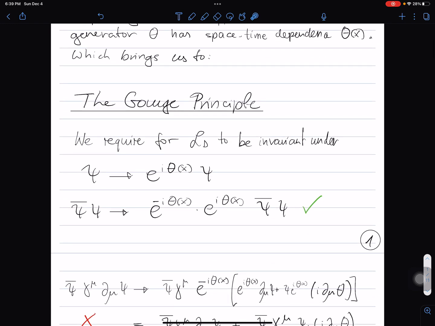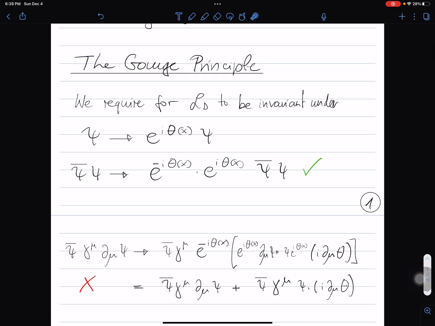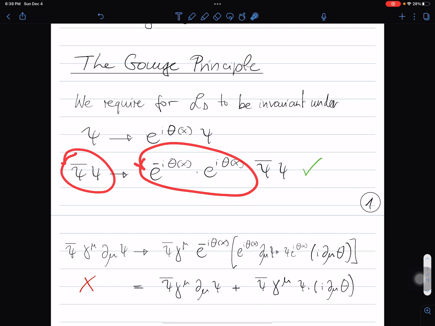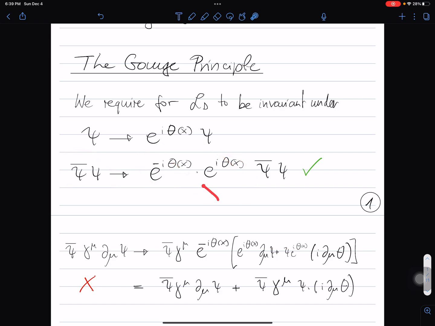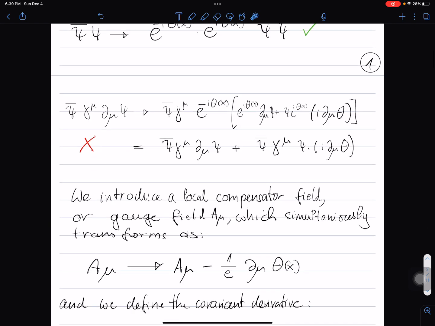Now we can ask the question: will the Lagrangian still be invariant under such a transformation, where my phase rotation now has space-time dependence? The psi bar psi combination in the Lagrangian will be invariant, because we can just pull out the exponentials and things cancel, and we just get a factor equal to 1. So this term is invariant, that's fine.